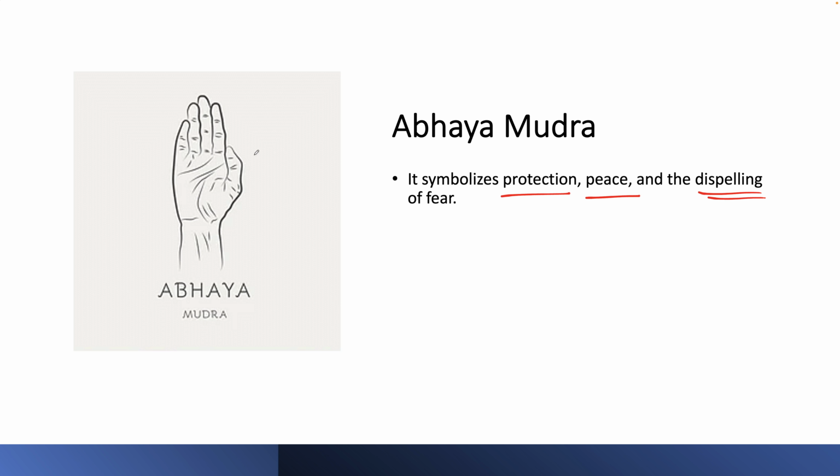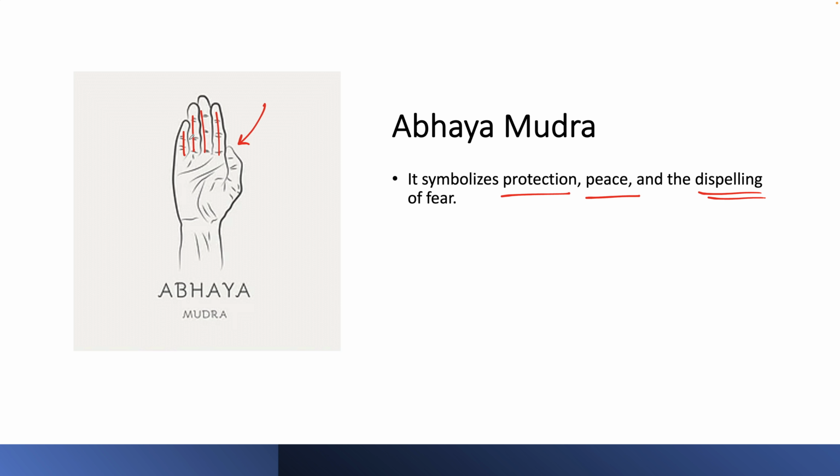So to perform the Abhaya Mudra, the right hand is raised to shoulder level with the palm facing outward and the fingers are extended straight forward. This gesture symbolizes the absence of fear and represents protection, reassurance, and peace.